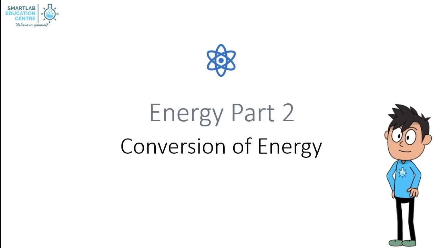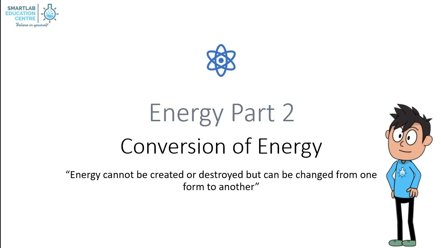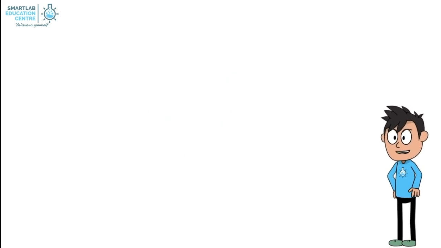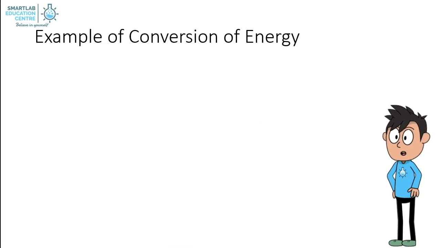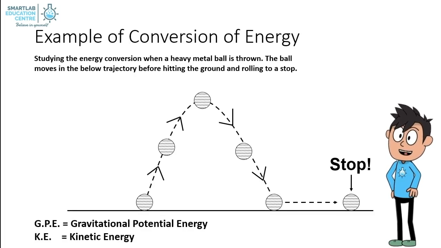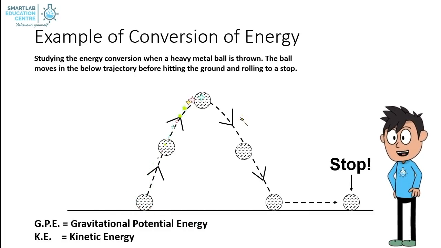Energy Part 2. In this segment we will look at the conversion of energy. Remember that energy cannot be created or destroyed, but can be changed from one form to another. We will be taking a look at an example of conversion of energy. We will study how energy conversion is applied when a heavy metal ball is thrown. The ball moves in the below trajectory, before hitting the ground, and rolling to a stop.